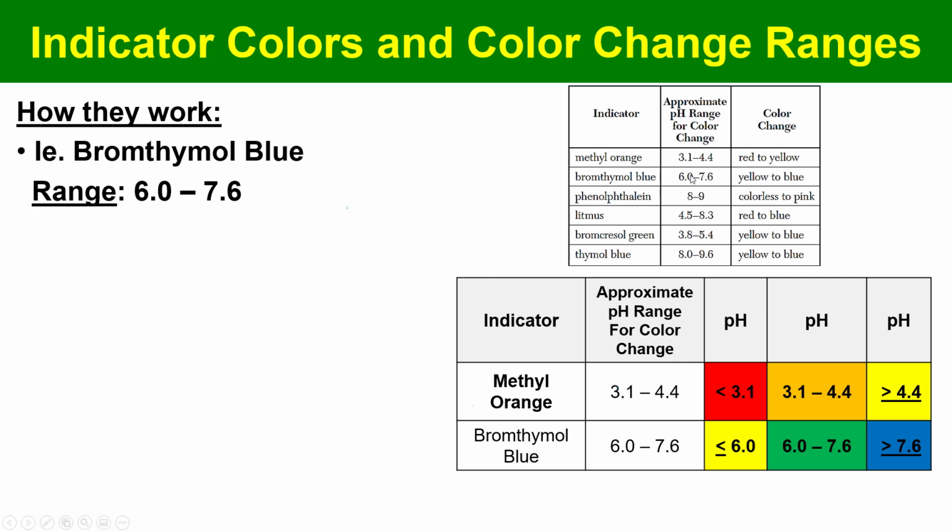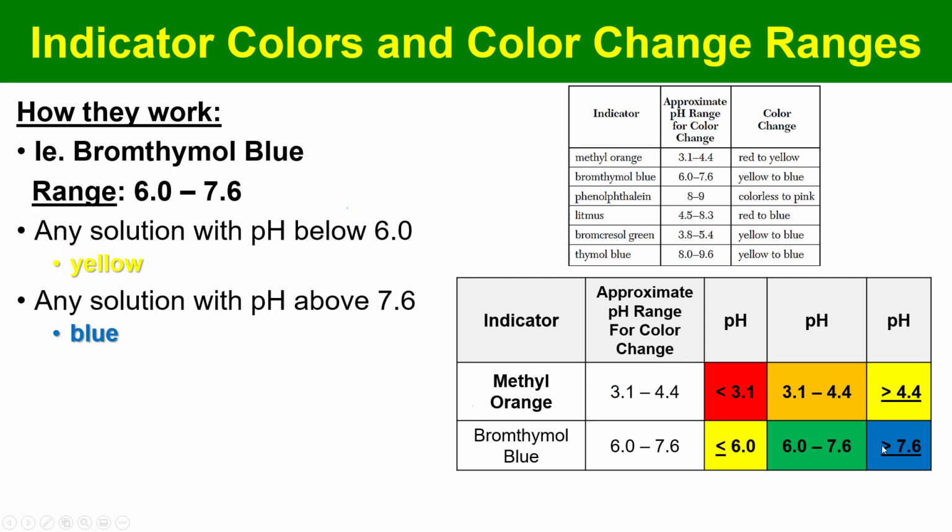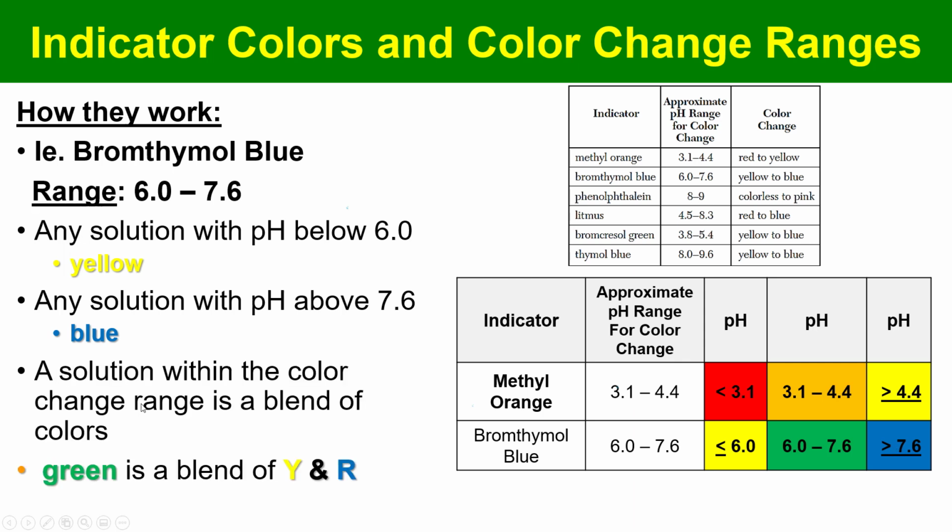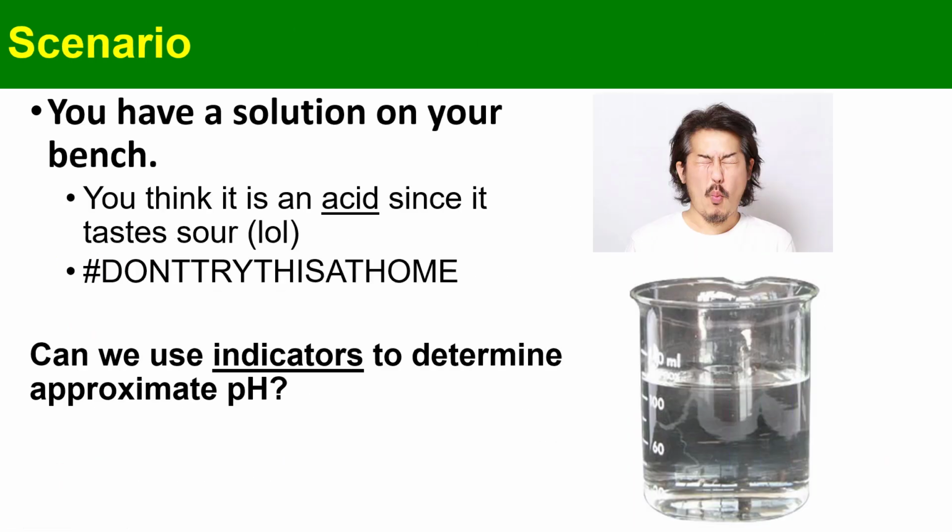What this means is that if your solution was 6.0 or lower, you would wind up having bromthymol blue show a yellow color in solution. Same if it was 7.6 or above, it would then be blue. If bromthymol blue turned green, that would mean your solution had a pH that was between the two ranges, namely 6.0 to 7.6.